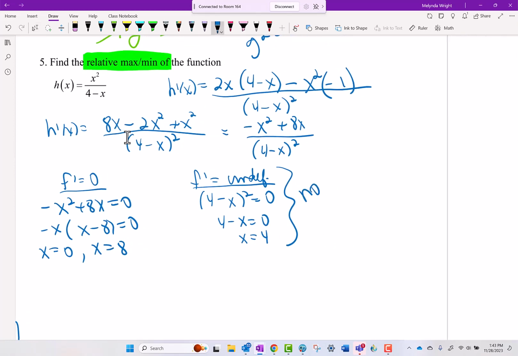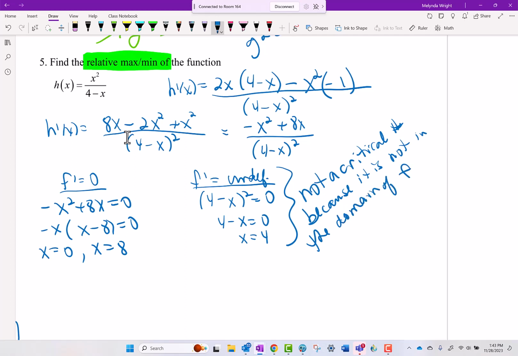This is not a critical number because it is not in the domain of f. Otherwise, that would be our critical number where f prime is undefined. I don't know where the domain of f is, so I have to look at my original function and see, is there anything I'm not allowed to put in there? Is there anything that would cause the original function to be undefined?